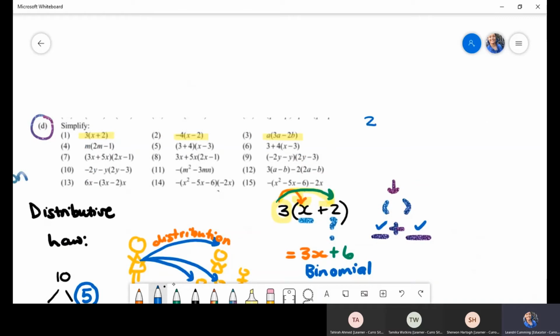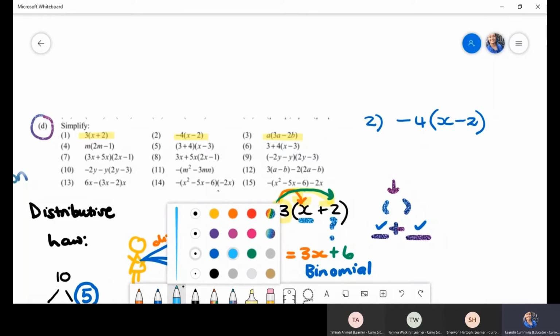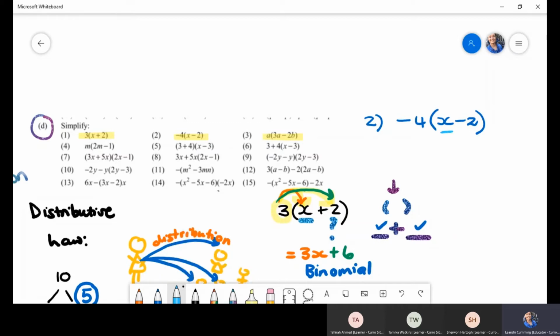So let's do number 2, minus 4, and now I have a bracket x minus 2. Okay, so what we see now is we have a negative 4, and that negative 4 needs to be distributed into that bracket. Within the bracket, I have 2 terms. So let's think about it. How many terms do you think we'll have in the answer? And as we've discussed, I see 2 terms, therefore I should have a binomial in my answer. So as you work towards your simplifying, as you work towards the final answer, use your arrow.